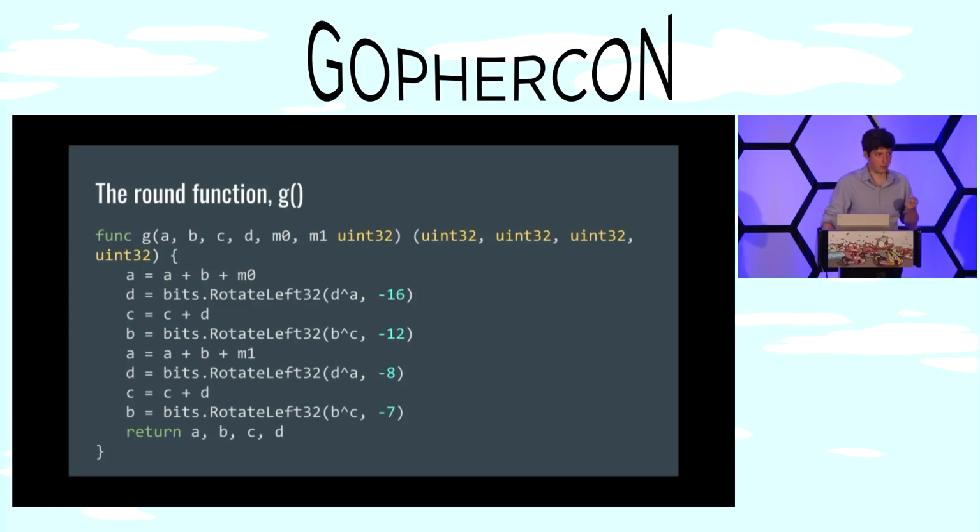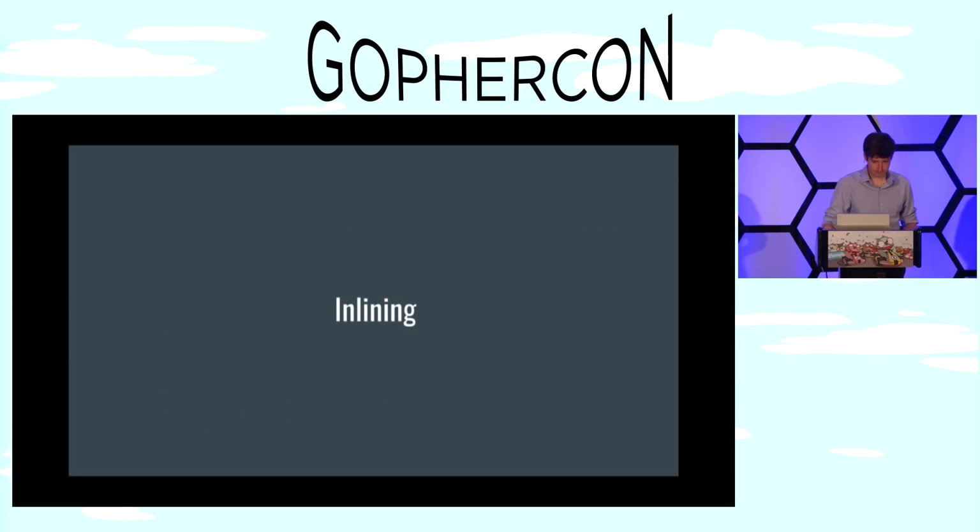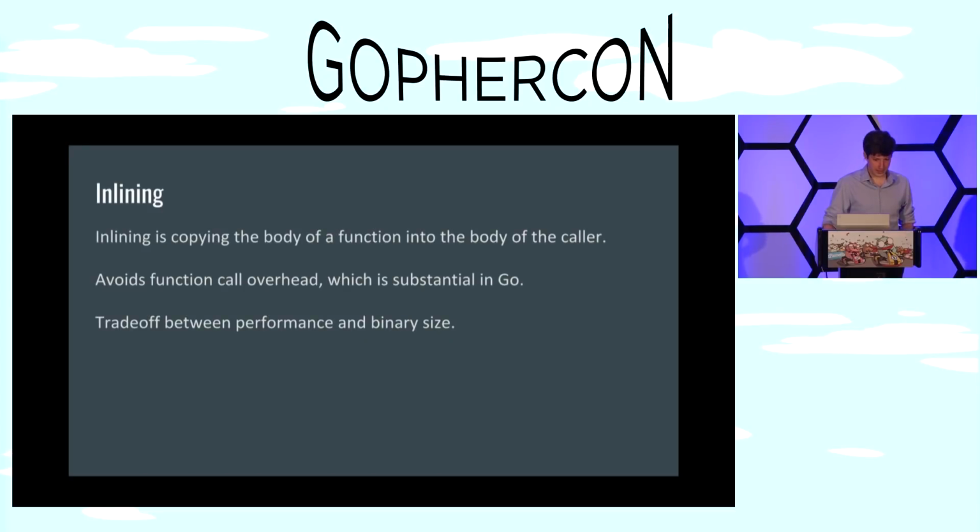this makes it a really good candidate for an optimization called inlining. Inlining is when you copy the body of a function into the body of the calling function. And you do this because it avoids function call overhead, which in Go is pretty substantial. But obviously, if you are copying functions into everything that ever calls them, you're going to end up with a much larger binary size because you'll have a lot of redundant code.